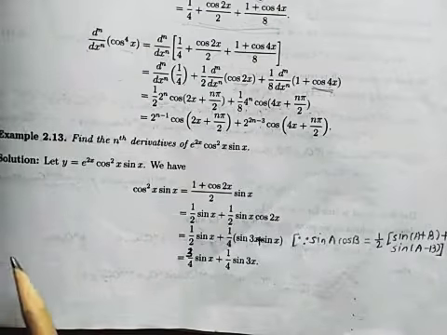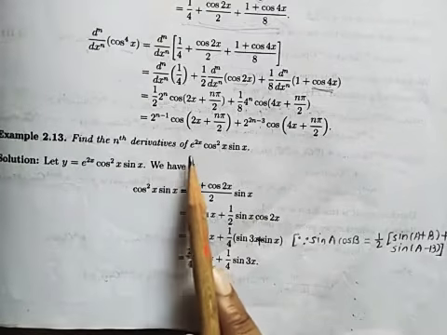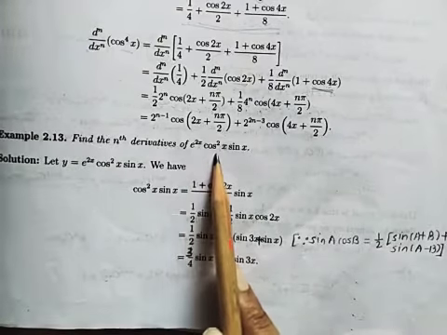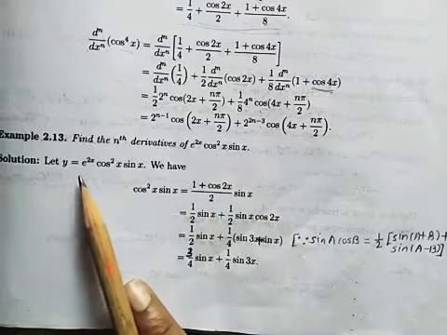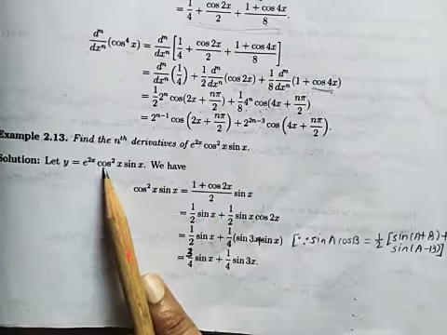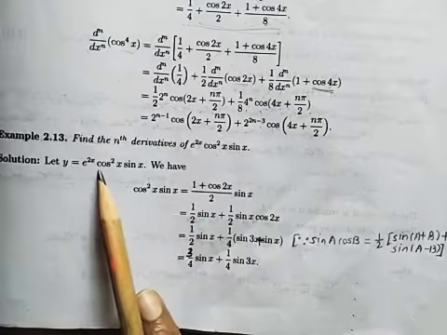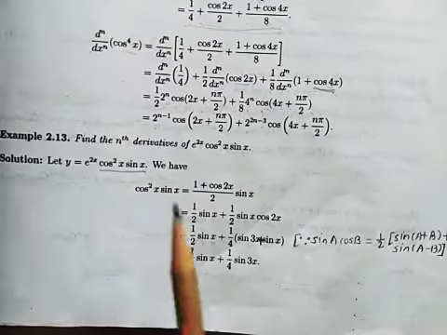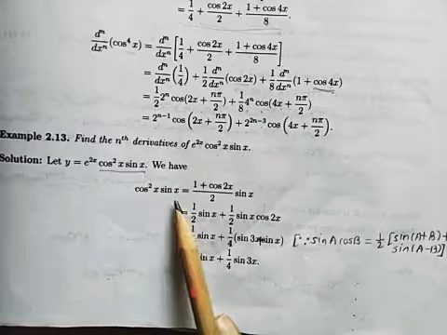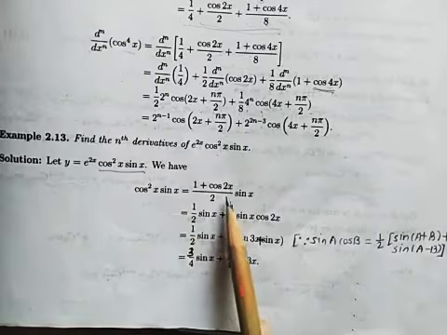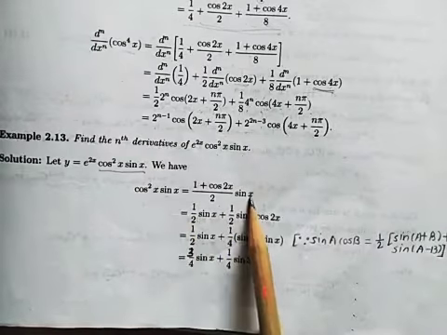Okay, next example, find the nth derivative of e raised to 2x cos square x sin x. So let y is equal to e raised to 2x cos square x sin x. So first of all, what is cos square x sin x? Let us find out this value. Cos square x into sin x. Cos square x is (1 plus cos 2x) upon 2. This sin x as it is.